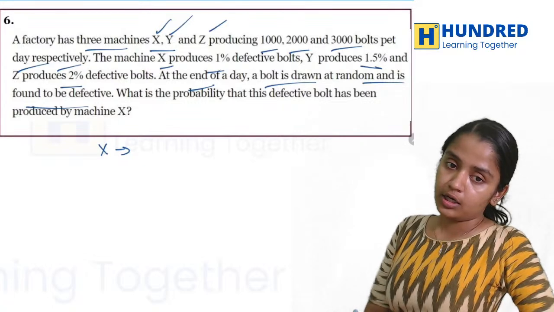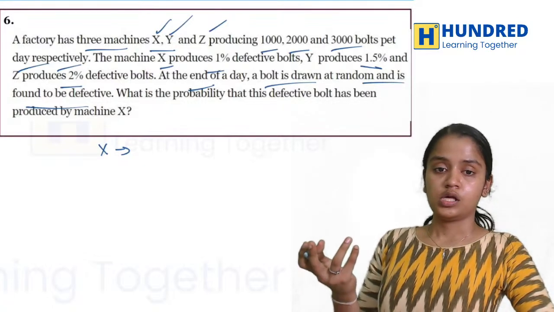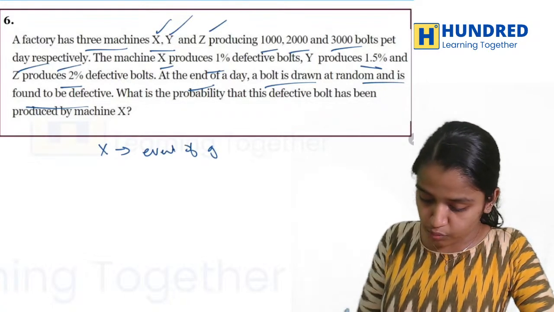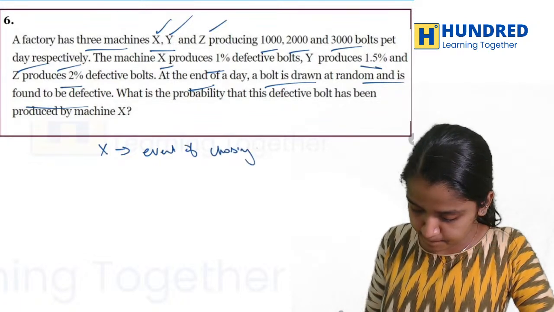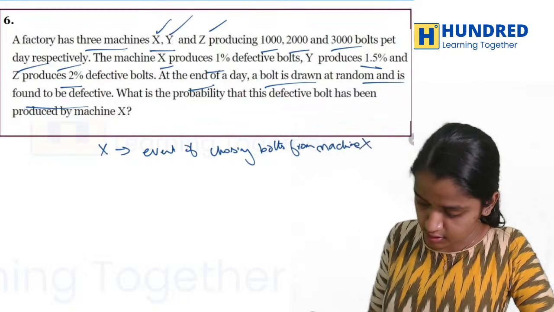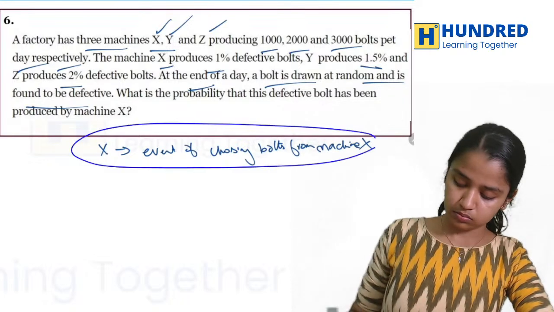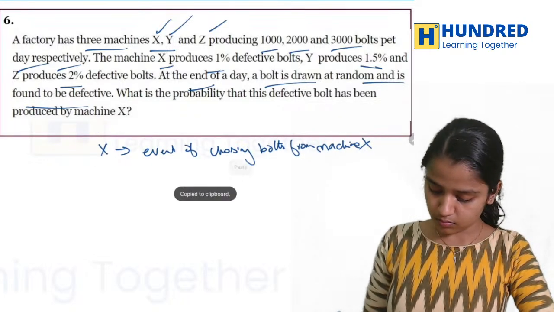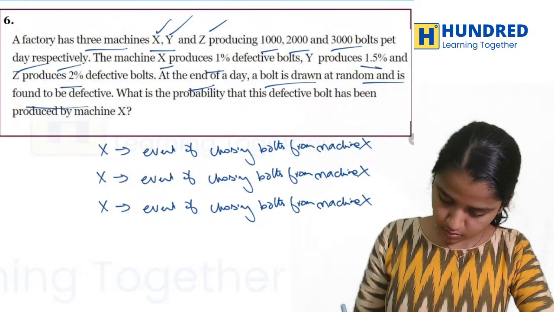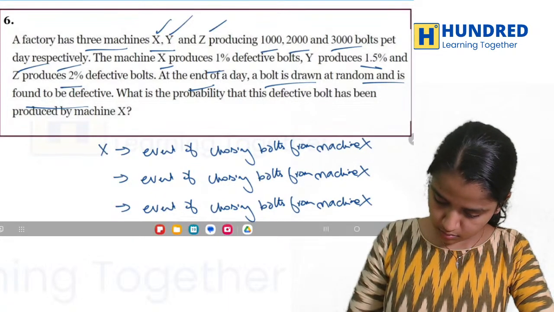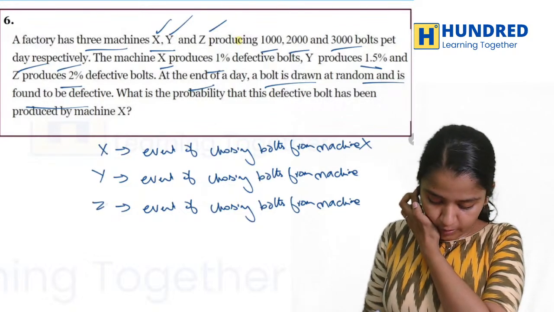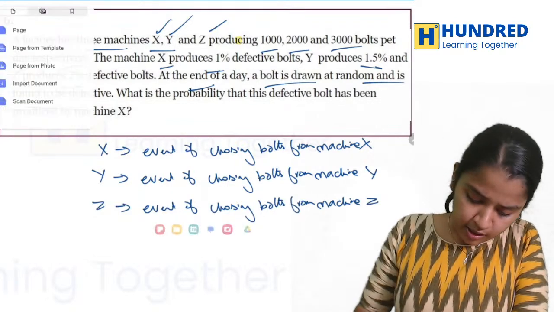Event of the balls are from mission A. Event of choosing balls from mission A. Mission A la mission X. Okay, so next event Y is Z, choosing Y is Z. Okay, now what happens?